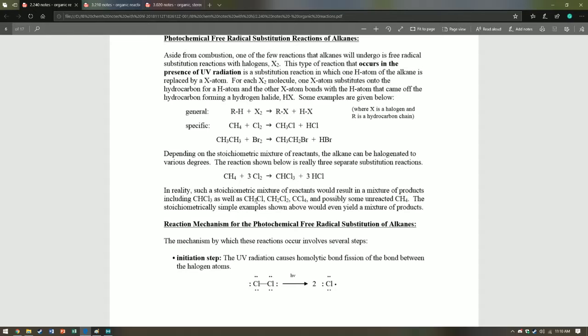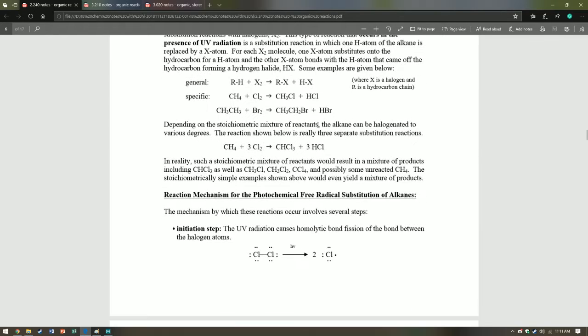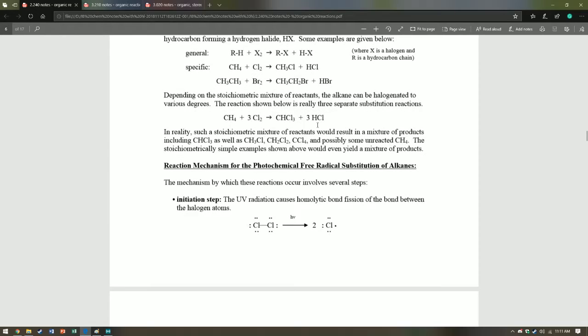The first one that we'll cover here is the photochemical free radical substitution of an alkane. Generally you have R, which is just the rest of the hydrocarbon chain, and then H, plus a halogen, and you would get a halogenoalkane plus a hydrogen halide. So specifically, you turn that into that, and that's the general overall reaction.